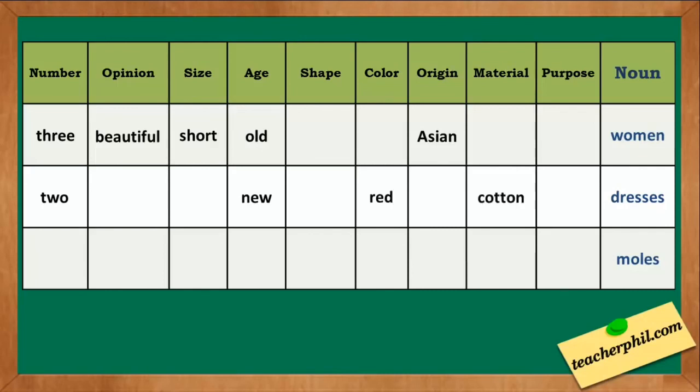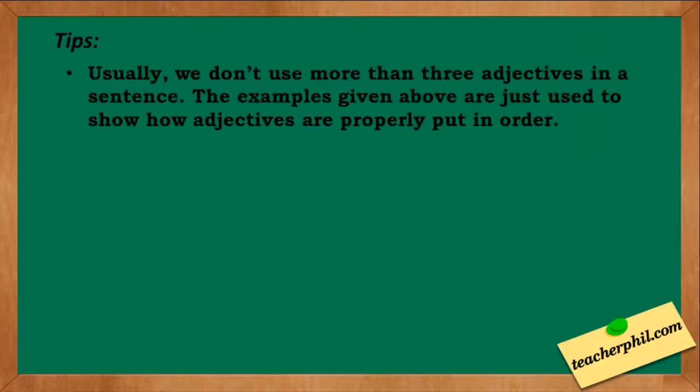Then another example, number, I have 2, age, new, color, red, material, cotton, and purpose, night. So 2 new red cotton night dresses. And lastly, number, I have 5, opinion, I have ugly, size I have big, shape I have circular, color I have black. Okay, 5 ugly big circular black moles. Now, one important thing I want you to know is that usually we don't use more than 3 adjectives in a sentence. I only did it here for us to understand how it works.